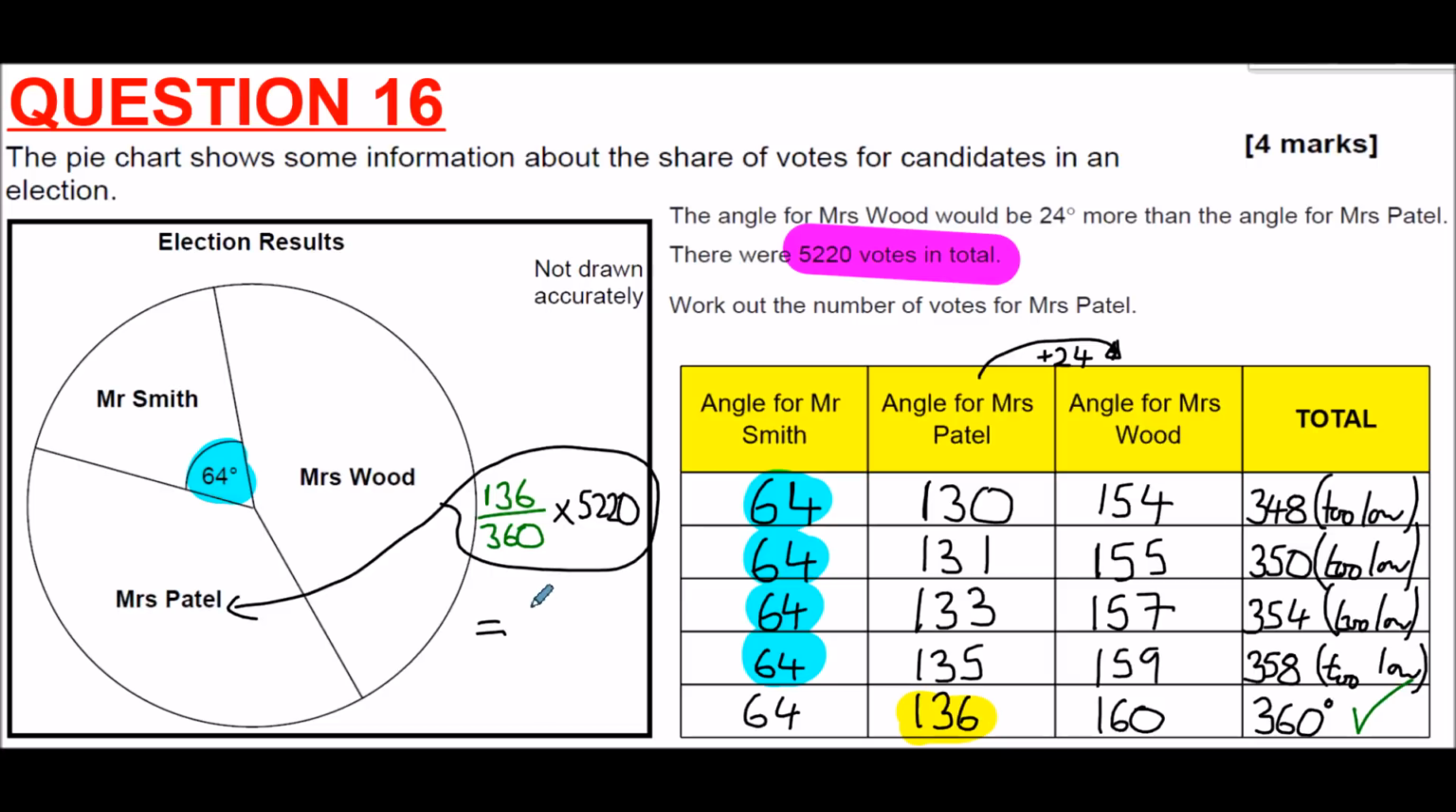So again, Mrs. Patel will get 1972 votes. Now, don't get me wrong here, I'm not saying you should be doing trial and improvement for every question and just trying to guess your way to the right answer all the time. What I am trying to say is, if you're completely stuck, do try to remember different alternative approaches which are better than trying nothing at all. And so in this case, trial and improvement would get you there eventually.